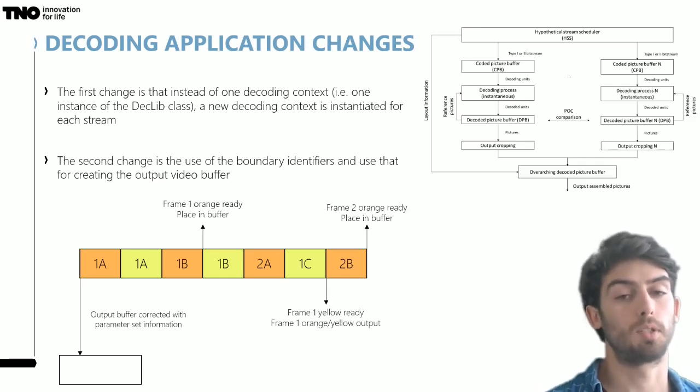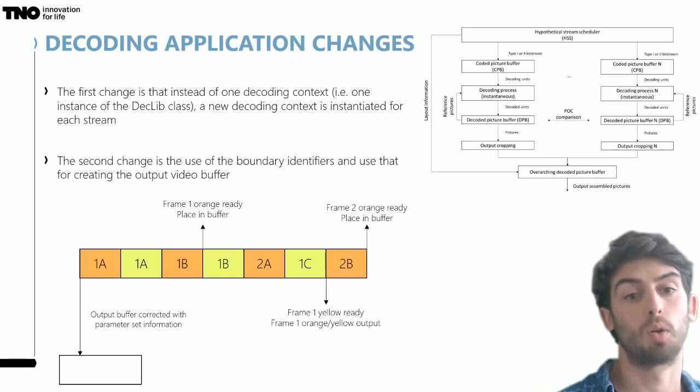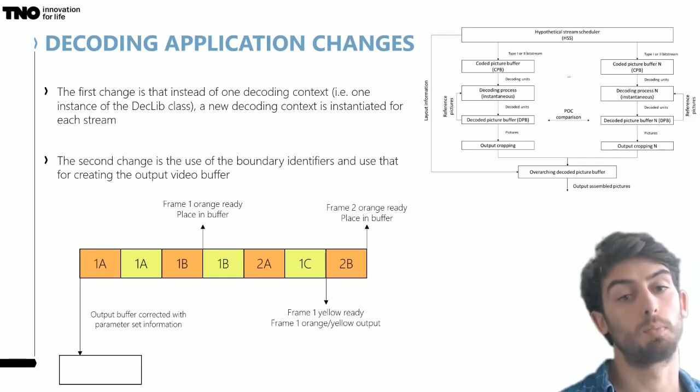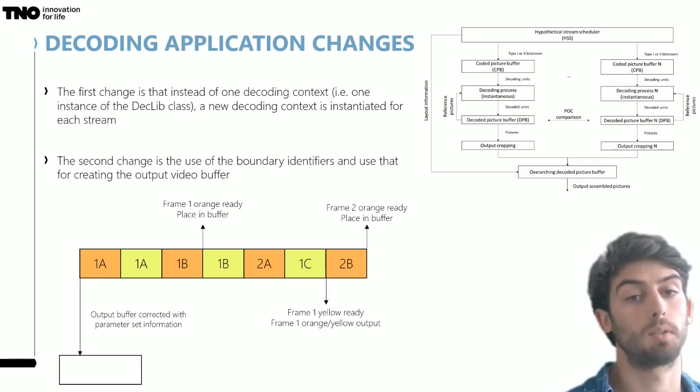We've also had to make some changes to the decoder. Now the decoder supports decoding multiple layers at the same time. It does this by launching different decoding instances within one decoding process. It's also important that the decoder reads the parameter sets and creates an appropriate sized buffer.